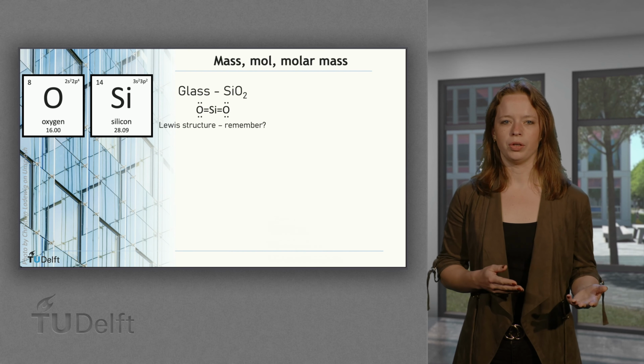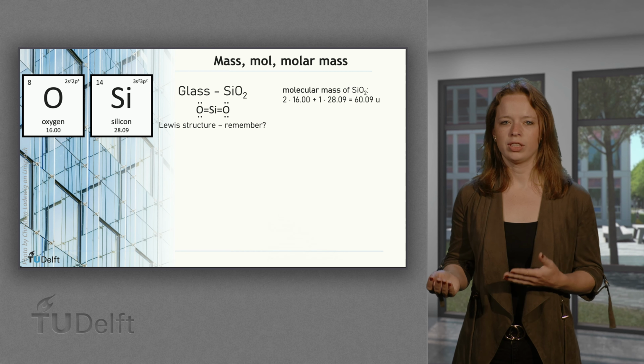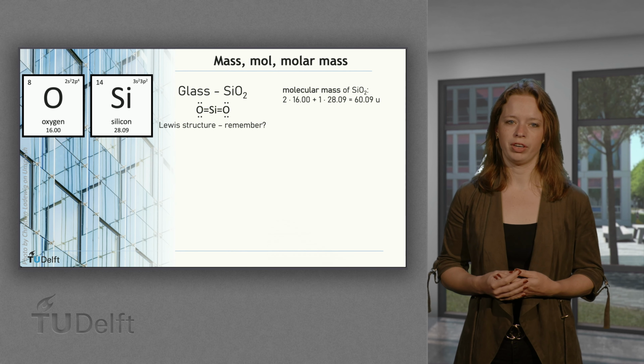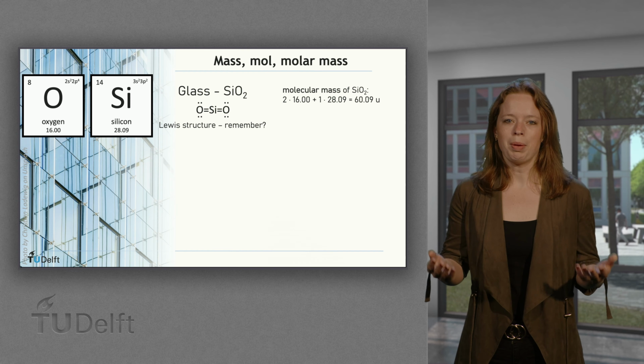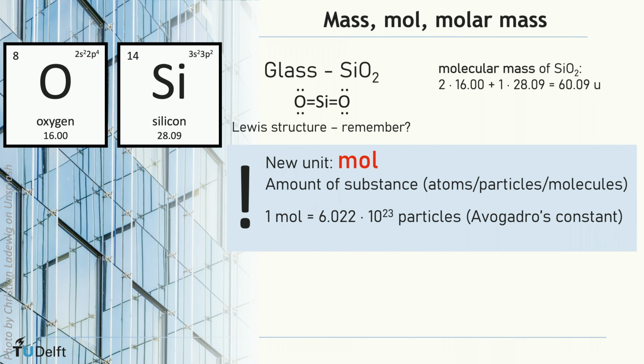Now, if we look at molecules, for example silicon dioxide, we can calculate its molecular mass simply by adding the atomic masses of the different atoms. But remember, we're still talking about the mass of just a single atom or molecule. In practice, we always encounter extremely large amounts of molecules. Just think about the number of silicon dioxide molecules in the glass windows in your house. You can imagine that it's not practical at all to talk about the amount of single molecules in a solid or a solution, and that is why a new unit was invented, the mole.